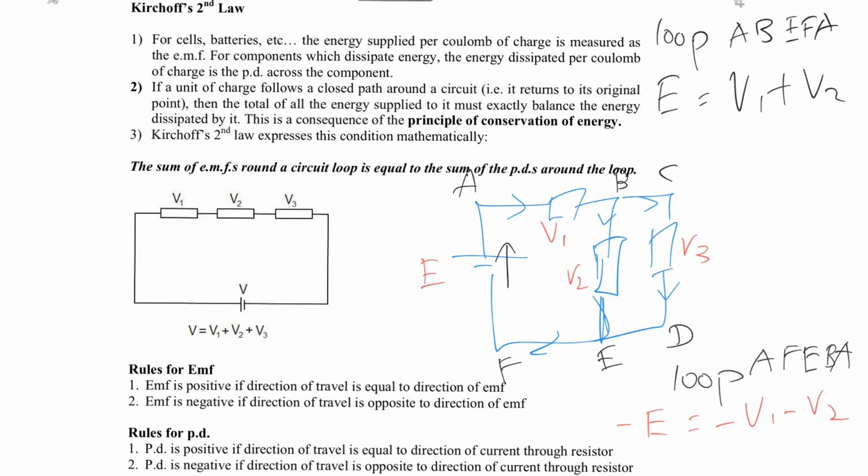But if you think about this, isn't this the same as this? So regardless of how you read the loop, whether clockwise or anti-clockwise, you end up with the same answer. But you must follow the rules when you're reading. Okay? Alright.